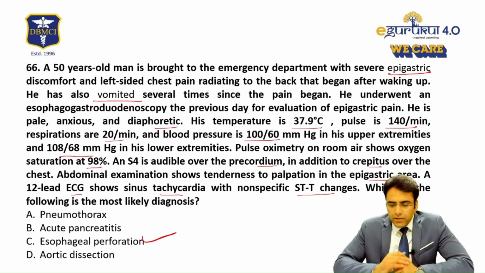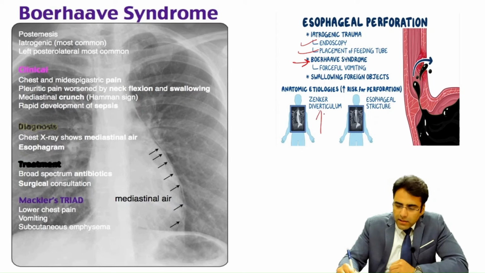Then we have Boerhaave syndrome, which is spontaneous esophageal perforation due to forceful vomiting. Then it can be due to swallowing of foreign bodies. So all these are causes of esophageal perforation. Now there can be anatomical factors also which can be implicated. These are the high risk factors: Zenker's diverticulum and esophageal stricture.